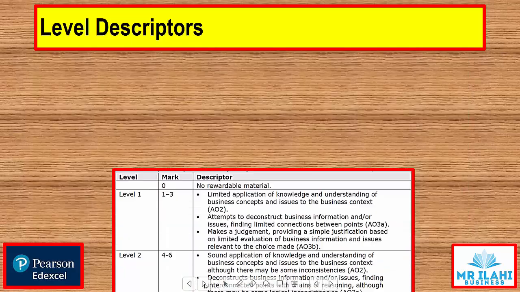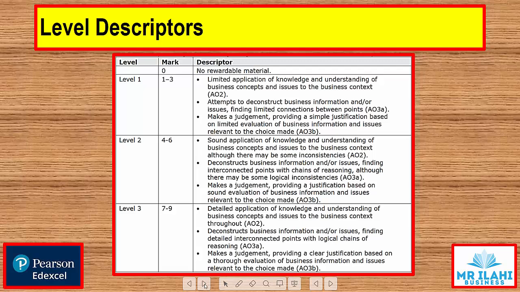So when we're looking at level descriptors for this actual answer, we are obviously aiming for the top level, which is a level 3, which is 7 to 9 marks. And what I expect most of my students to do is to really learn these assessment objectives. You're going to be tested on AO2, AO3A, and AO3B. And you have to meet all of those assessment objective criteria to get into that band. That's one thing that's changed from previous specifications, okay?